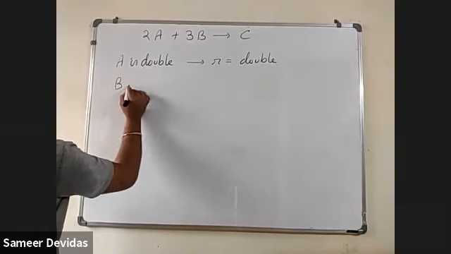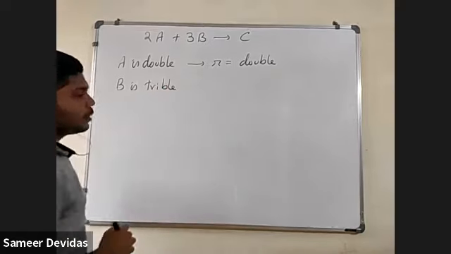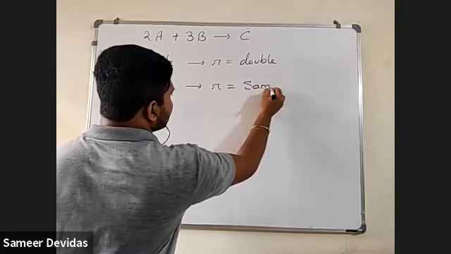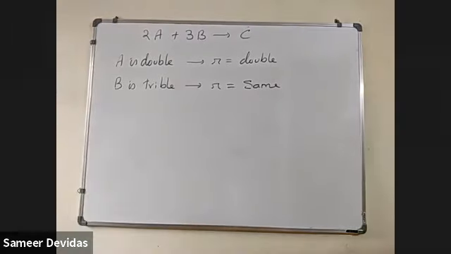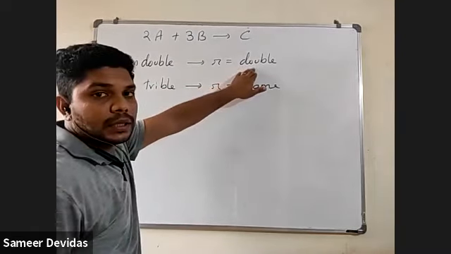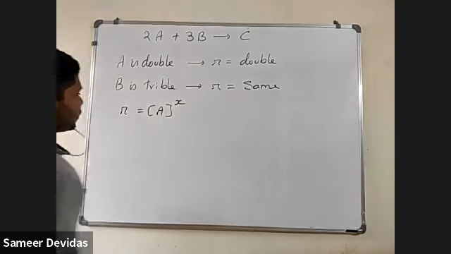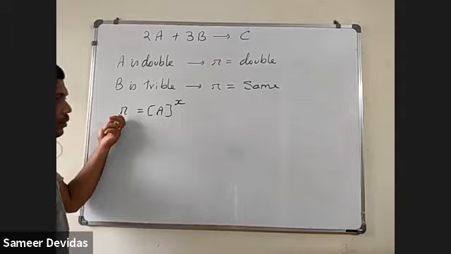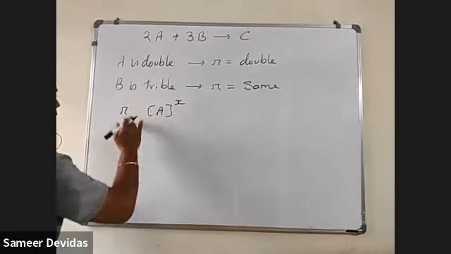Then, suppose B is tripled. If B is tripled, the reaction rate remains the same, it doesn't increase. Okay, now what does this say? When A is doubled, rate becomes double. So R is proportional to A to the X. First we write only for A, and we will see how the rate is getting changed. First we will write the general thing.